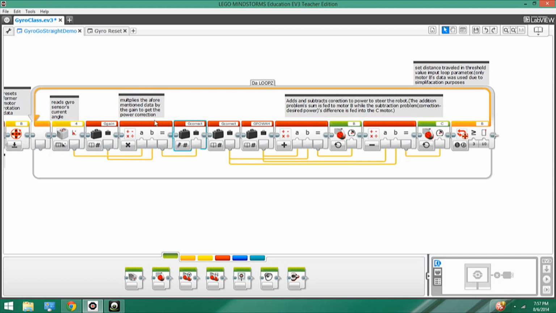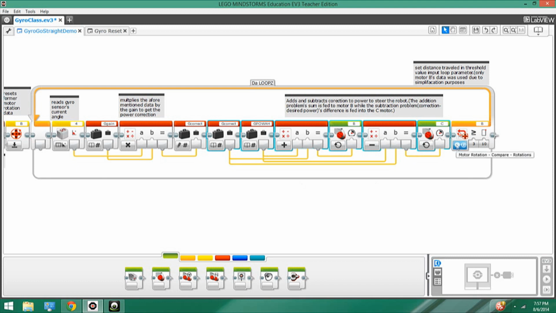The correction and power variables are fed into two equations. One of the equations adds correction to power for one motor, and the other subtracts correction from power for the other motor. These two equations work because when we are going straight, the gyro sensor reads at an angle of zero. When the robot turns off the straight line, the gyro sensor reads either a positive or negative non-zero angle value, proportional to how far the robot is from the straight line.